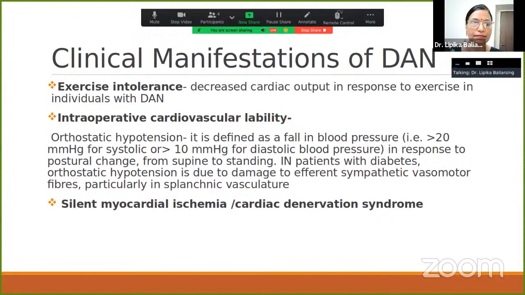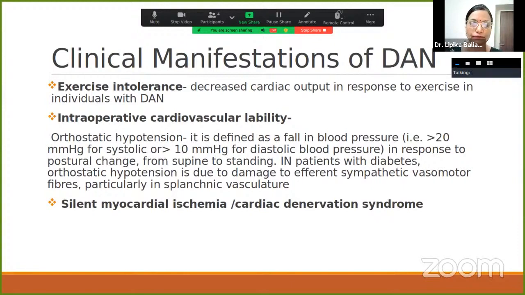In patients with diabetes, orthostatic hypotension is due to damage to the different sympathetic vasomotor fibers, particularly in the splanchnic vasculature. And on top of it, when we provide spinal anesthesia and we go for the adequate blockade up to say T1, T2, then the splanchnic vasculature gets more blocked.